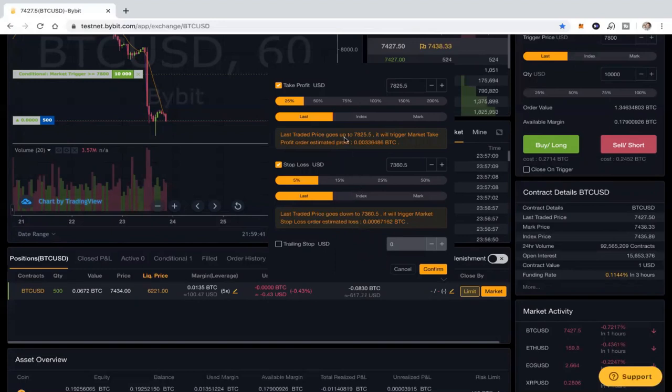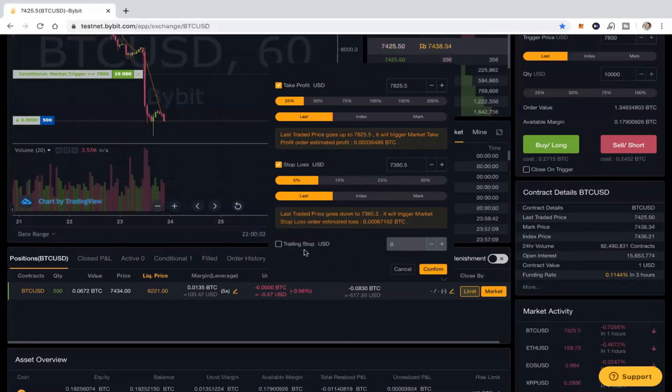The conditional trade is that if I get to 25% profit, then I'm going to execute a trade to sell. And if I were to go down by 5%, at the drop of 5% down to 7,360, I would also then move that trade to an active trade to close the position. I'll show you what I mean by that.